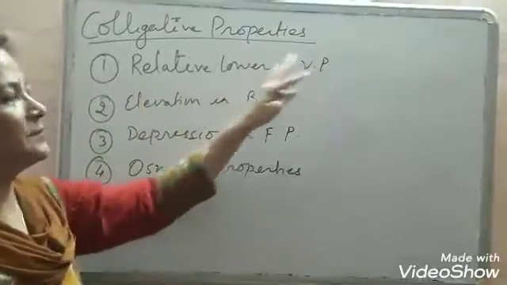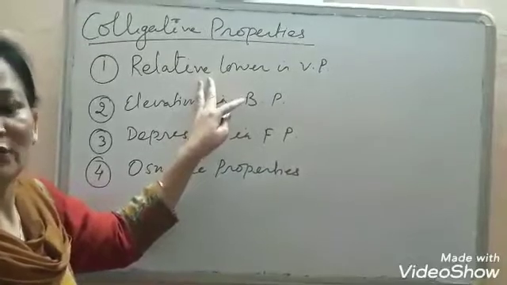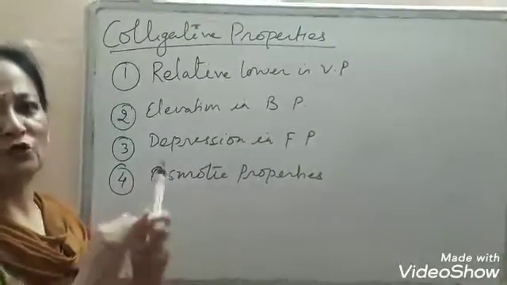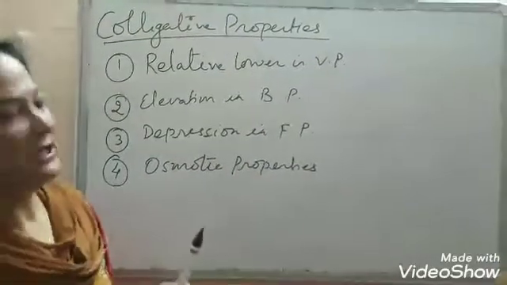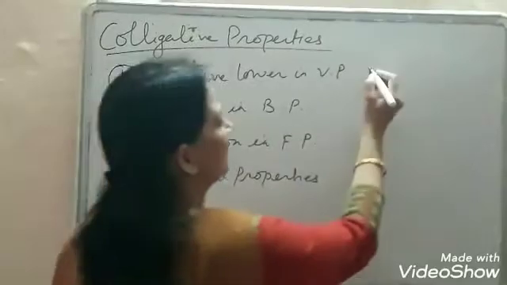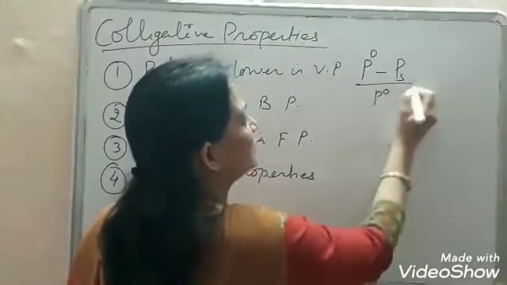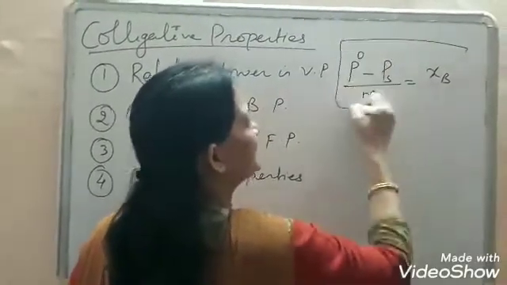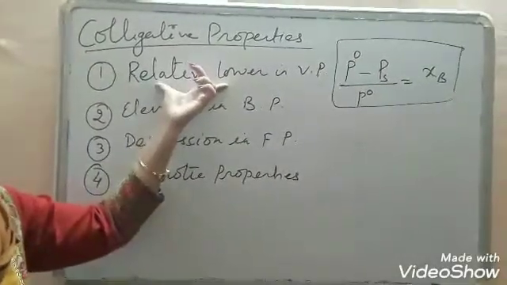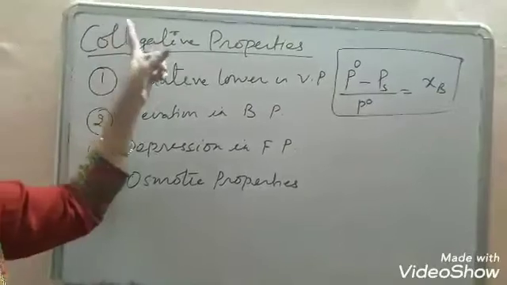So relative lowering in vapor pressure, everyone must remember what this is. Raoult's law for non-volatile solute, in which the vapor pressure of the solution decreases, because the solute covers some area and the vapor pressure becomes less. We have already studied relative lowering in vapor pressure and everyone must remember its formula, that would be P naught minus PS upon P naught equals XB. So nothing new we are studying, we are recalling the previous thing, that is Raoult's law for non-volatile solute. This means relative lowering in vapor pressure is one of the colligative properties of a solution.